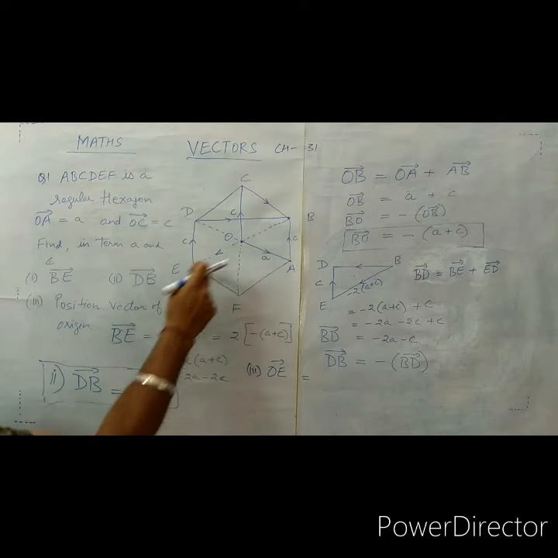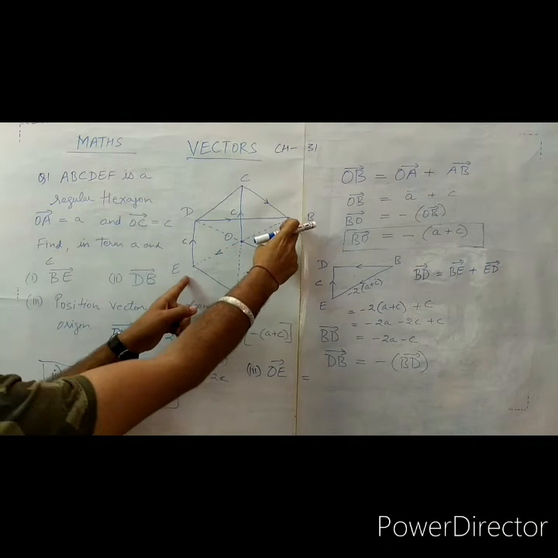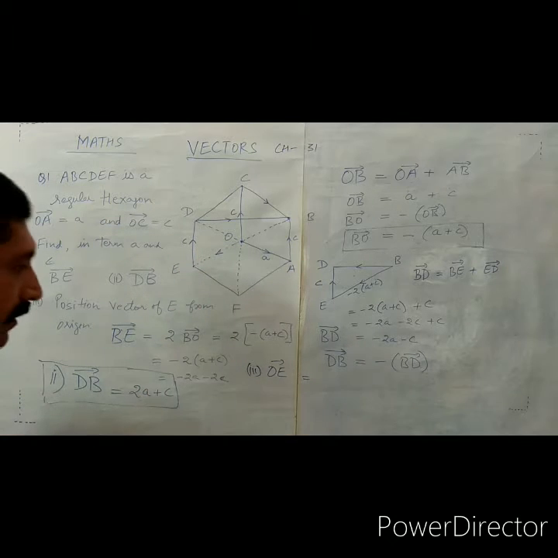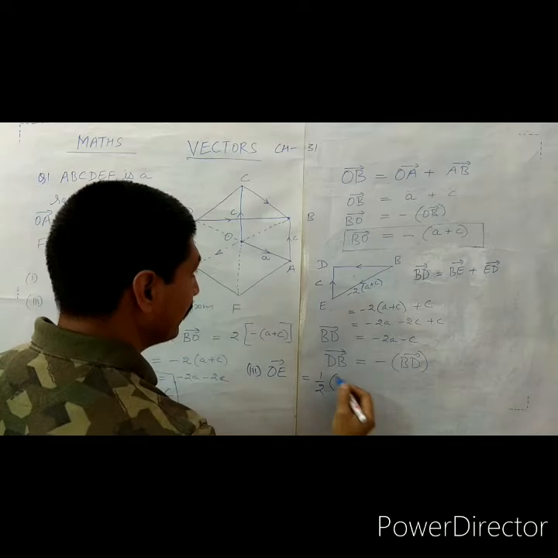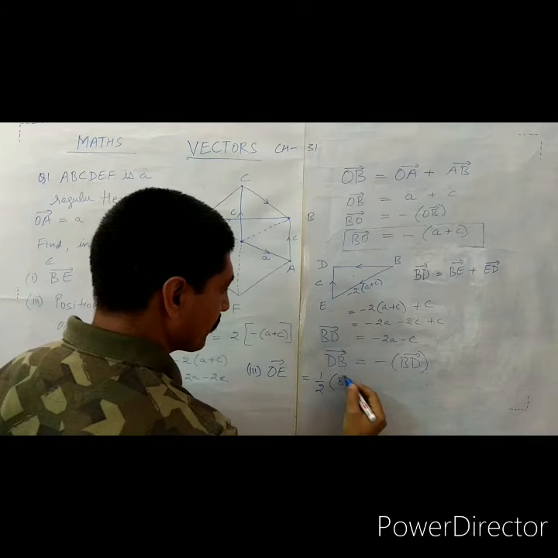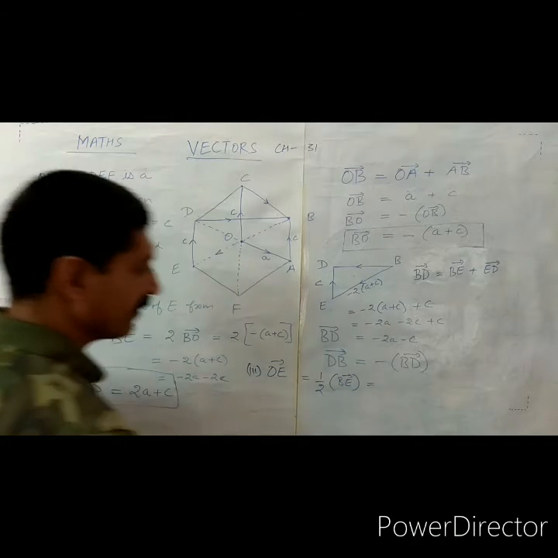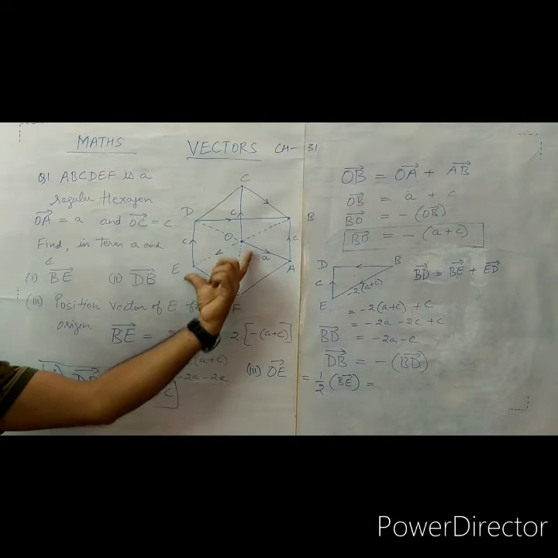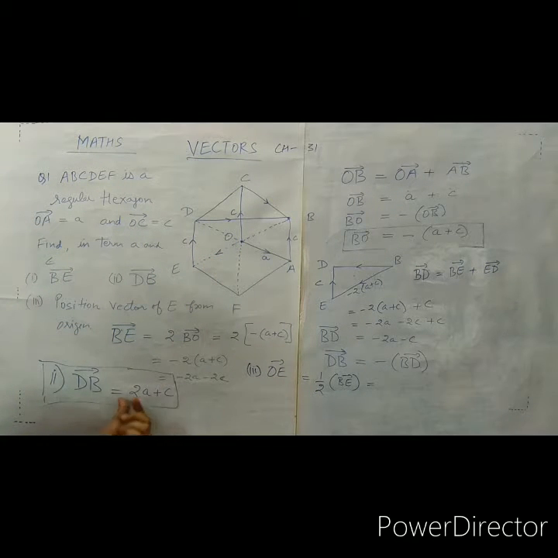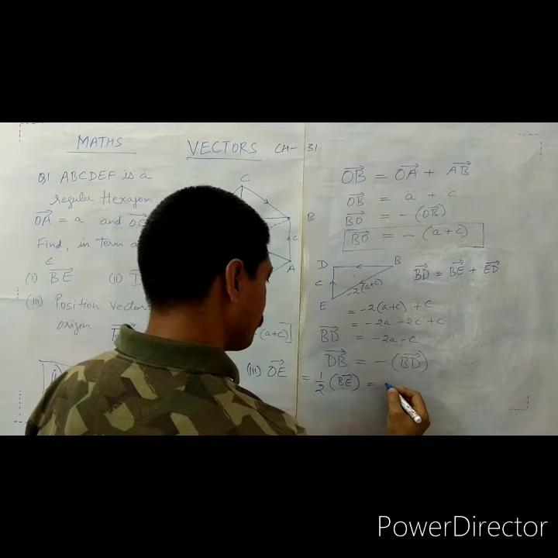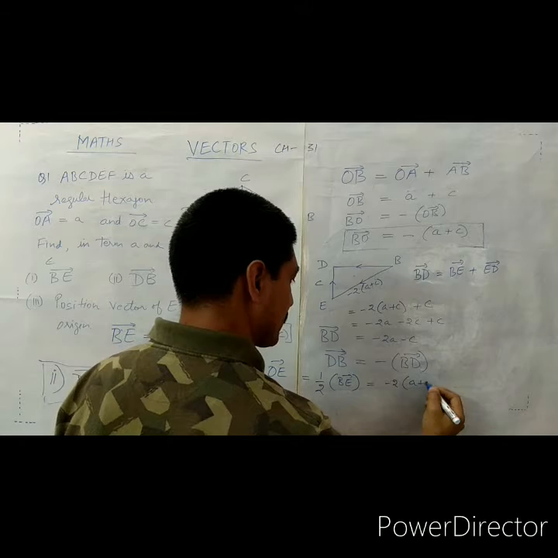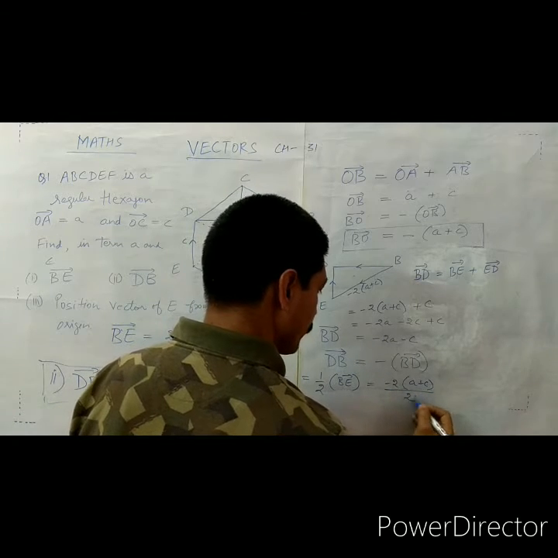Here O to E is half of B, direction is same. So here we can go ahead, it is half of the vector B to E. So our answer is here, half of this vector minus of 2A plus C divided by 2.